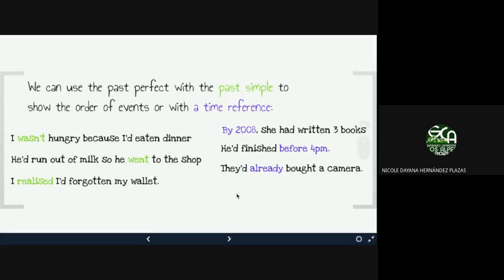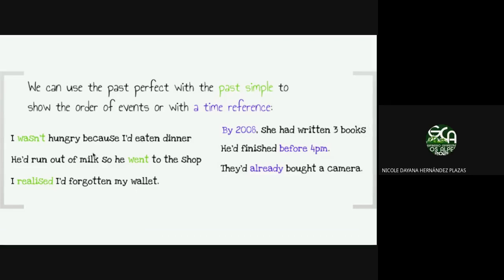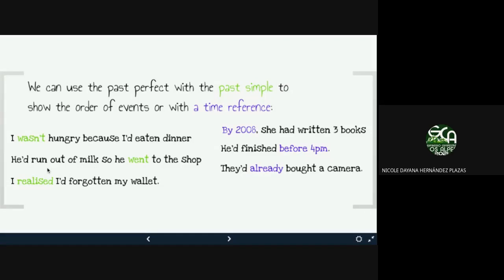So tell me, Samuel, what happened first here? That he'd run out of milk or that he went to the shop? He went to the shop. That's the first thing that happened? Yeah. So take a look again, Sammy, because look at this.